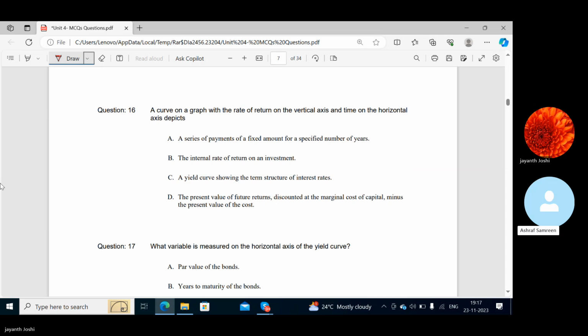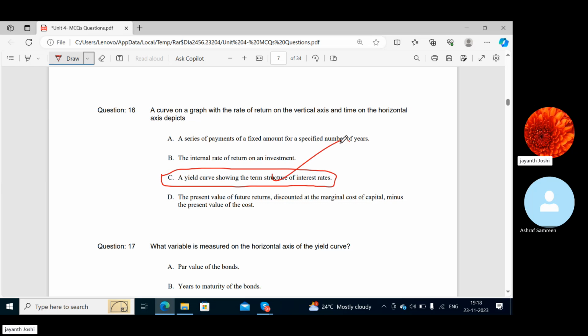16th question. A curve on a graph with the rate of return on the vertical axis and time on the horizontal axis depicts what? A yield curve showing the term structure of interest rates. Here you see the yield, and here you see the time. So it is a yield curve showing the term structure of interest rates. Yes. Next one.